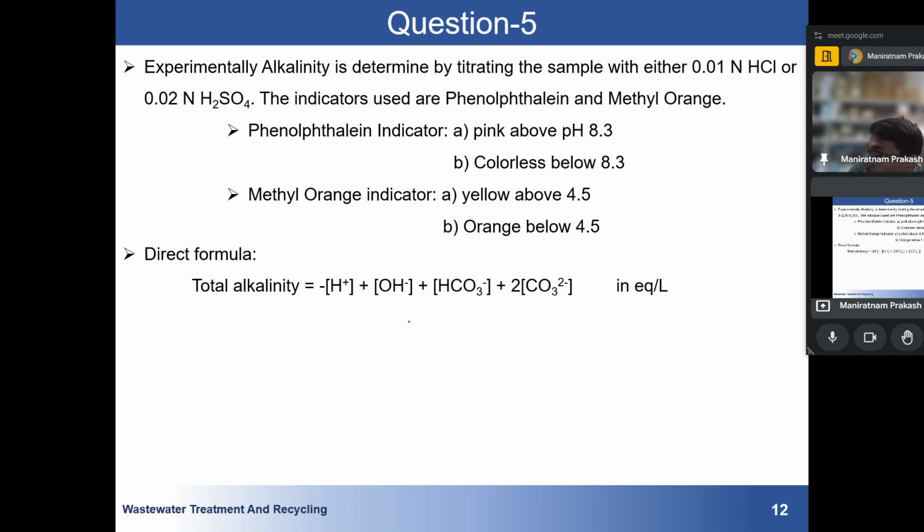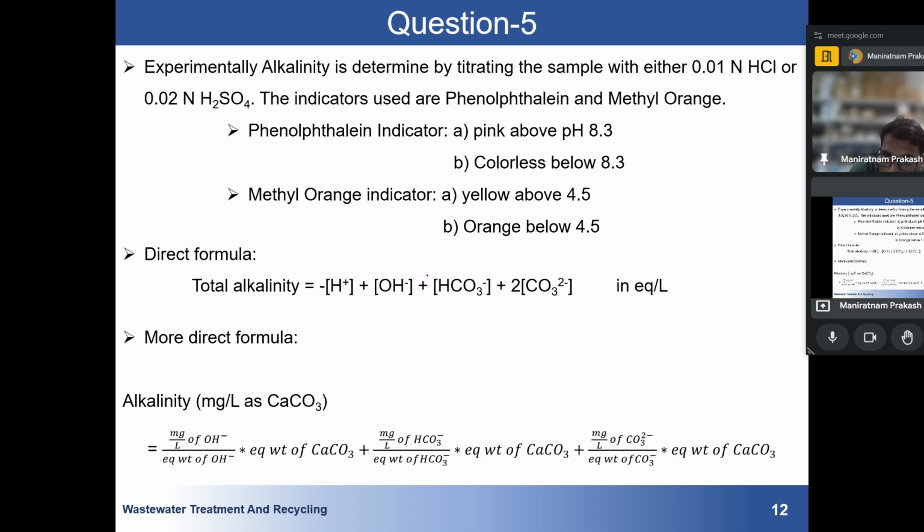If you know the concentration of each ion, you can directly find the alkalinity, that is, H plus minus H plus plus OH minus plus H2CO3, concentration of bicarbonate plus twice the concentration of carbonate in equivalent per liter. So you have to convert these into equivalents. Actually, it is not a more direct formula.